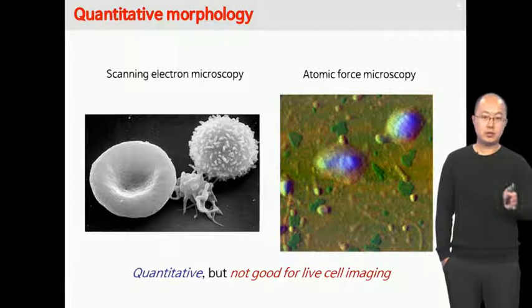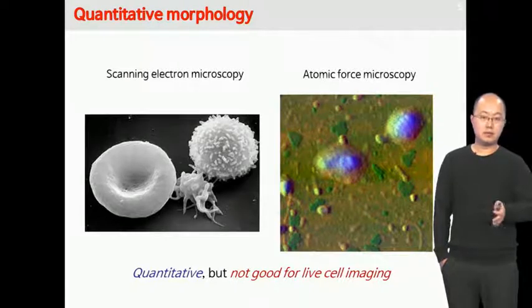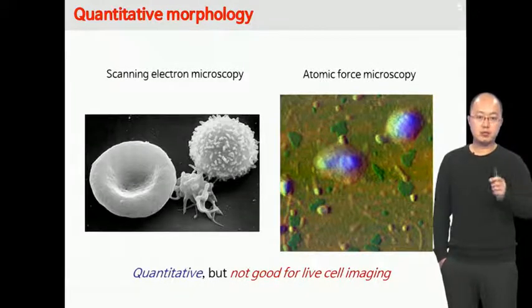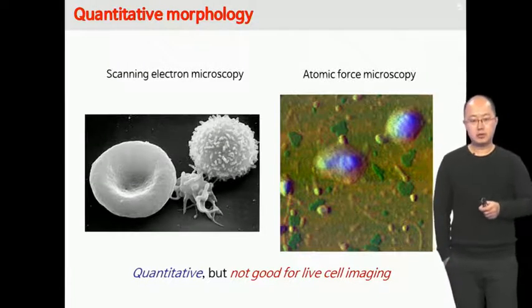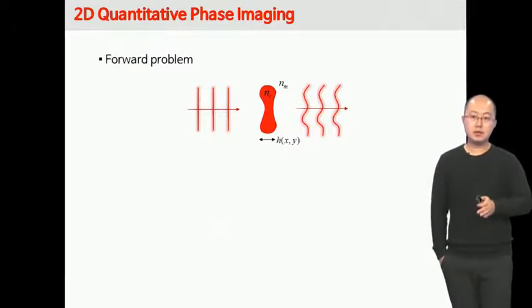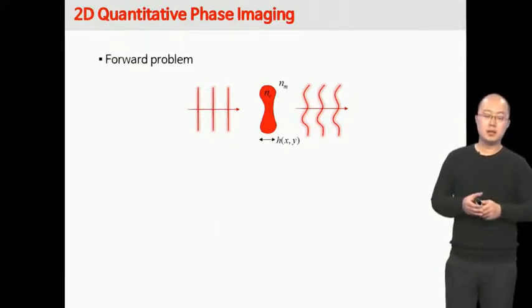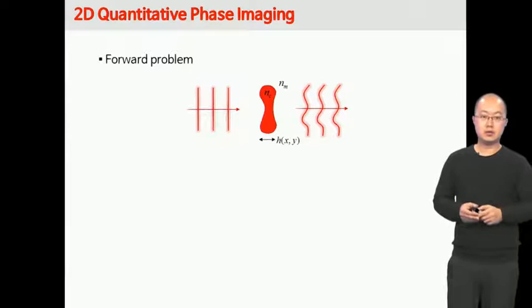On the right-hand side, you can see the AFM image of biological cells. Even though it provides three-dimensional information by scanning, it takes a huge amount of time. So it is not a good idea for studying the dynamics of living cells. The idea of combining those two advantages, the quantitative imaging capability for the study of living cells, has been of interest in the field of biophotonics.